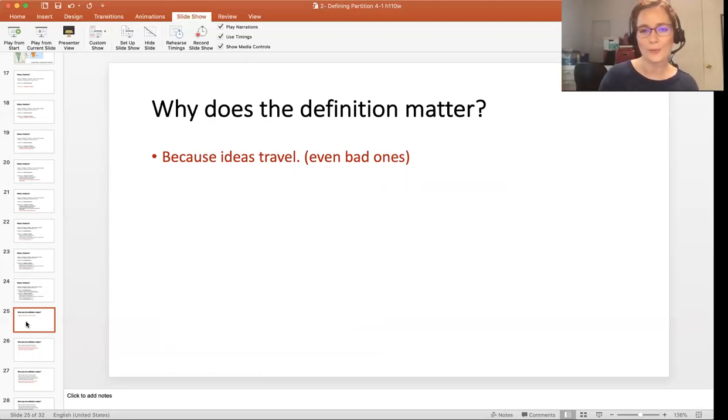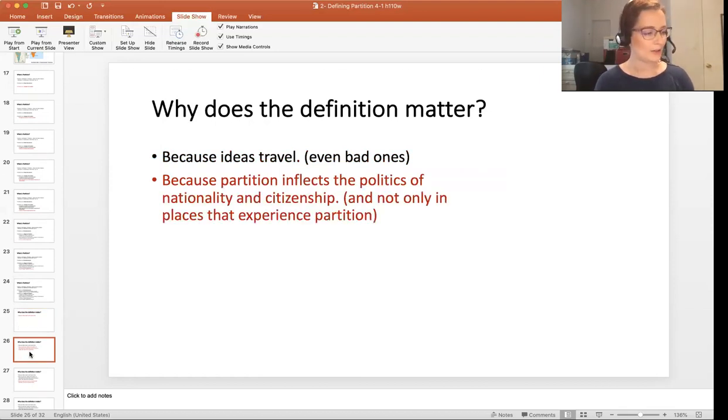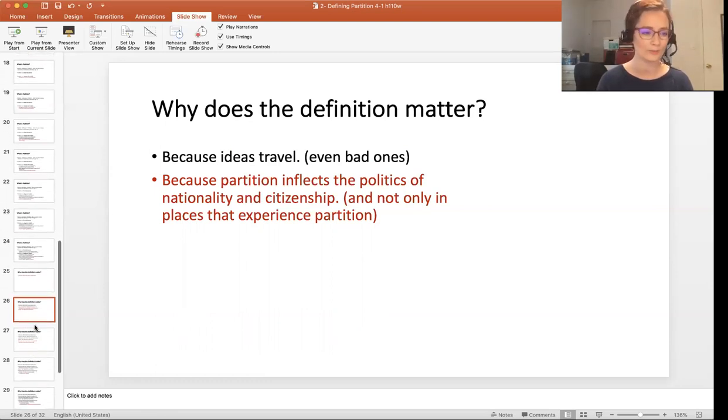These ideas travel and they impact the way that various states govern their people, the way that we govern our borders, and this kind of thing. And so that's one of the reasons why our definitions of partition matter. Next, our definition matters because partition continues to inflect the politics of nationality and citizenship into our current moment, even today. And partition inflects the politics of nationality and citizenship not only in places that experience partition, but in all places around the world, because this is a story about international law as much as it's a story about partition in 5 different contexts, or 5 different parts of the world.